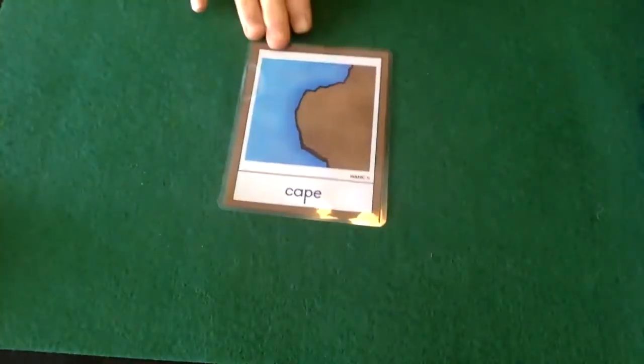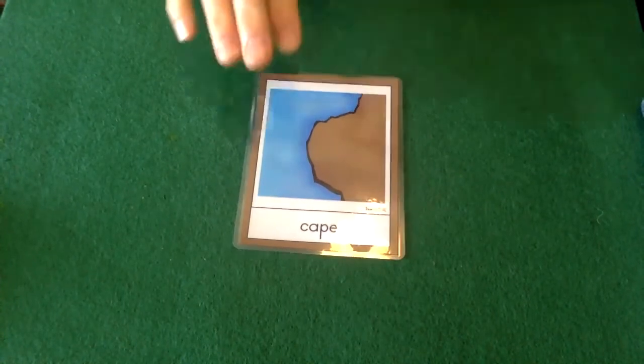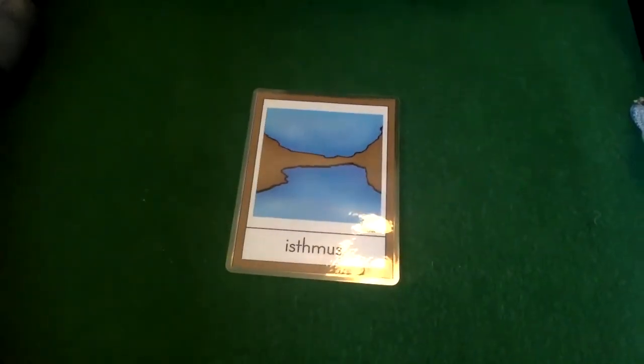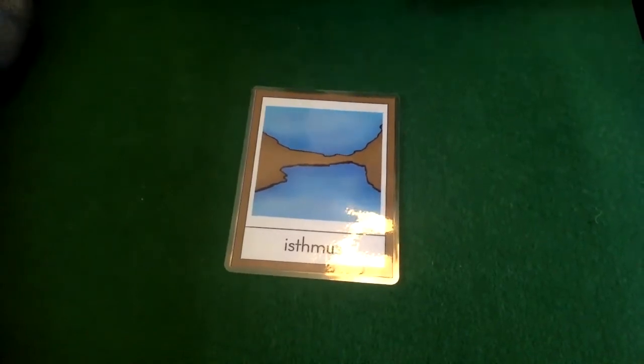Okay, we're going to start with this one here. I want to go in order. We're going to start with this one. This is called an isthmus. An isthmus is a narrow strip of land that joins 2 larger pieces of land together.